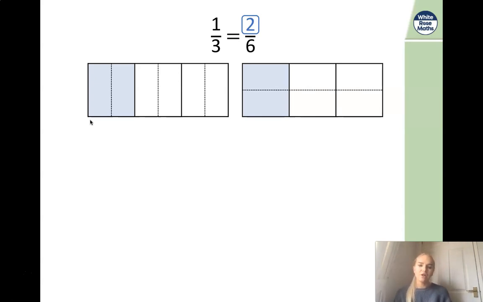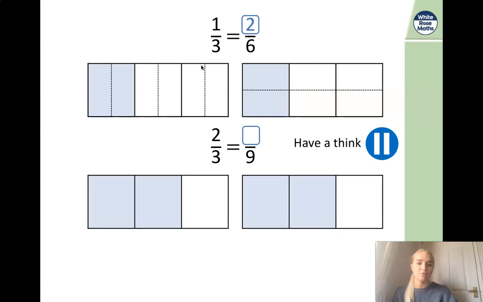Now, why have I chosen to split my bar into 2? Why have I chosen to choose each third and split that in half? That's right, because 3 is half of 6. 6 is 3 doubled, so we would split our parts into half each, giving us 2 6ths.